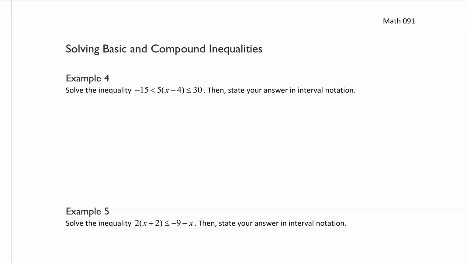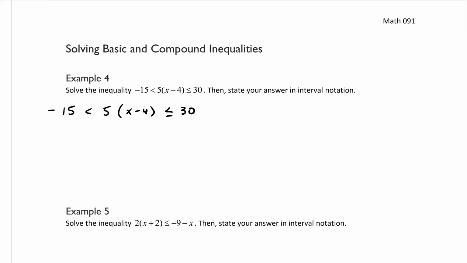So in this next part of the video, we're going to be solving some basic and compound inequalities. Example 4 wants us to solve the inequality negative 15 is less than 5 times the quantity x minus 4, which is less than or equal to 30. Then we want to state our answer in interval notation. Since the 5 is factored out in the middle, we're trying to get it so that the thing in the middle is just our variable x.